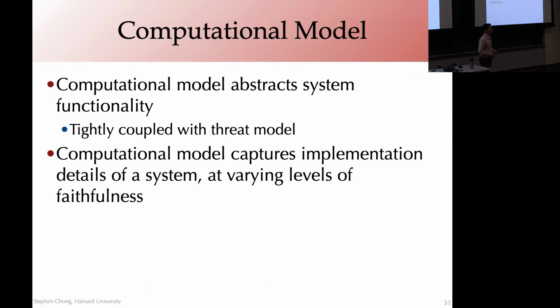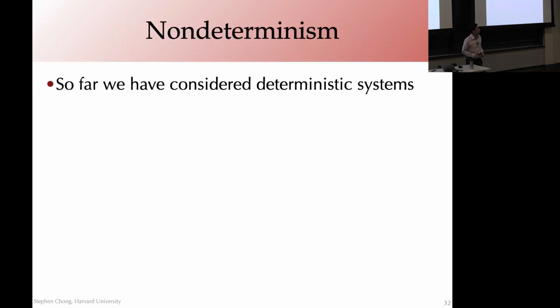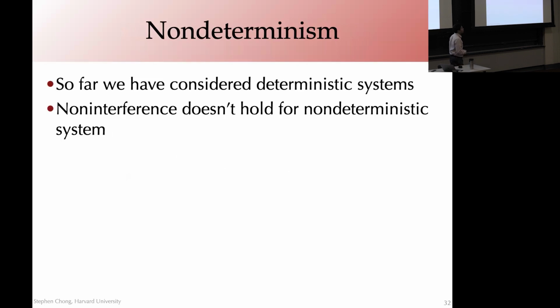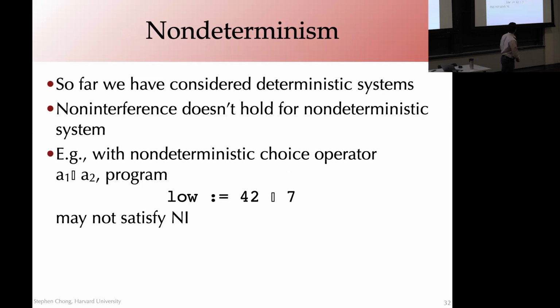The computational model is abstracting the system functionality. It's very tightly coupled with a threat model. We already saw that when we talked about the attacker being able to interactively observe system execution. We actually needed to extend our computational model with input and output. But there are other aspects to the computational model that we haven't explored yet. One is non-determinism. So far, we've only looked at deterministic systems. And interestingly, the definitions of non-interference that we've given so far don't hold for non-deterministic systems.